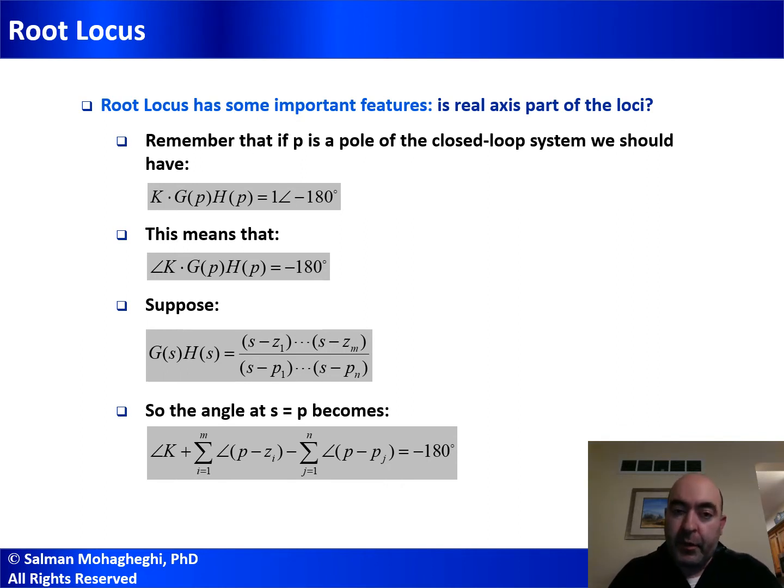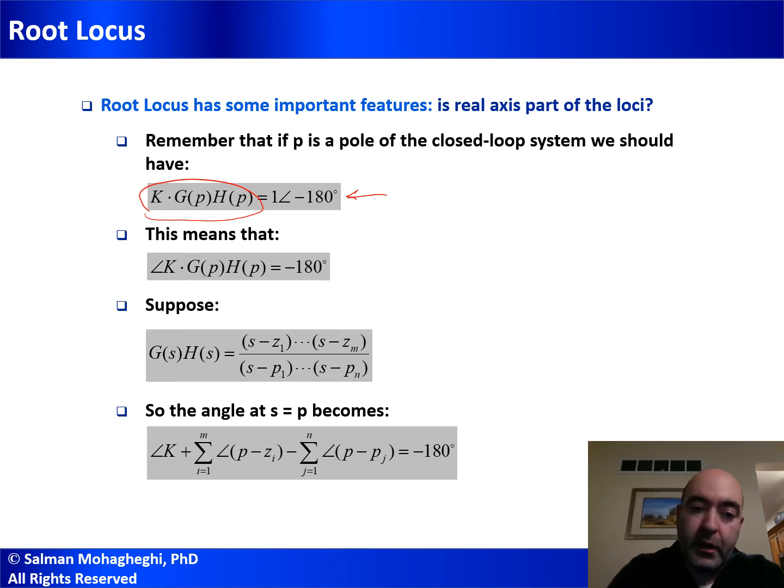Now, remember from our discussion earlier that P is a pole of the closed loop system if it satisfies this equation, meaning that K times the loop gain evaluated at that value P has to be equal to -1, which I show as 1 with angle -180 degrees. This means that the angle of this term has to be -180 degrees. Now imagine that G times H, or your loop gain, is a proper transfer function consisting of m zeros and n poles.